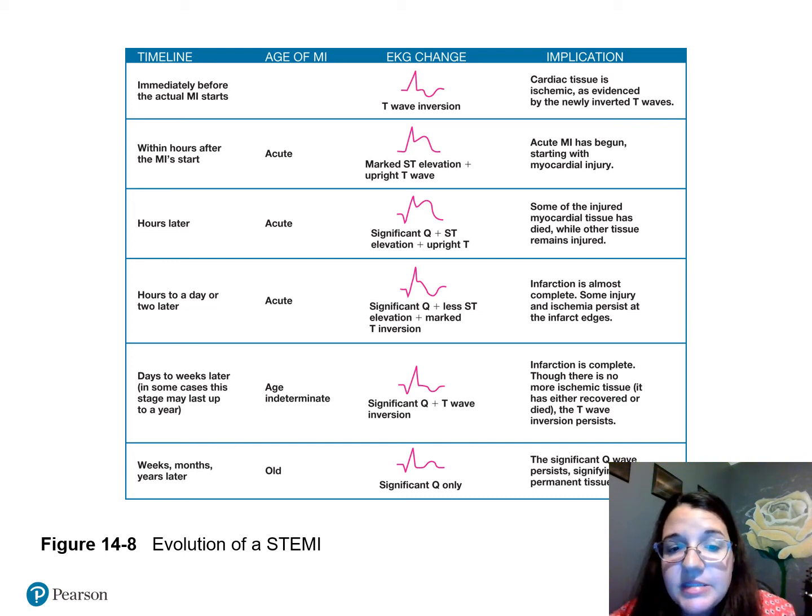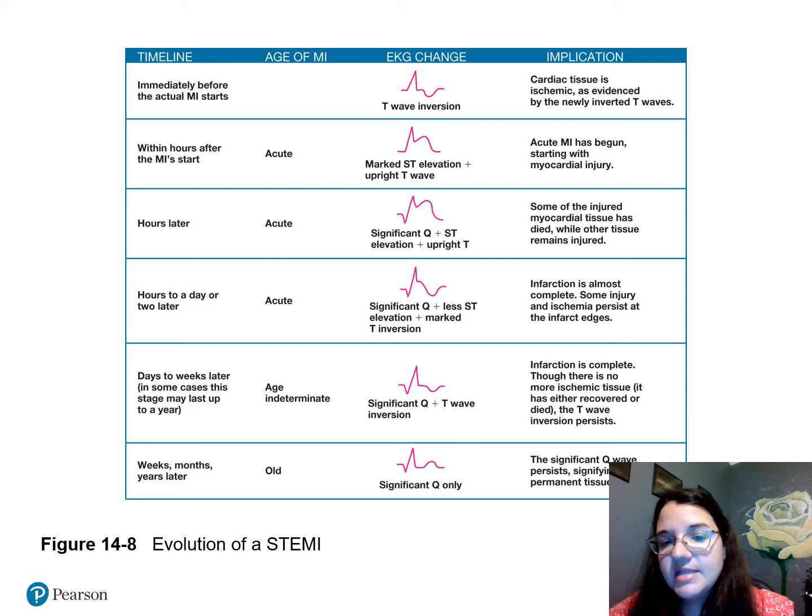Okay? So, and then we're going to have weeks to months to years old. My ST elevation is pretty much back to its baseline. My T wave is back to looking normal, but my Q is going to remain wide or bigger than it should be. So that indicates that I have had a heart attack in the past. So let's say 2 years ago, I've had a heart attack. Everything else is back to normal except for my Q wave.